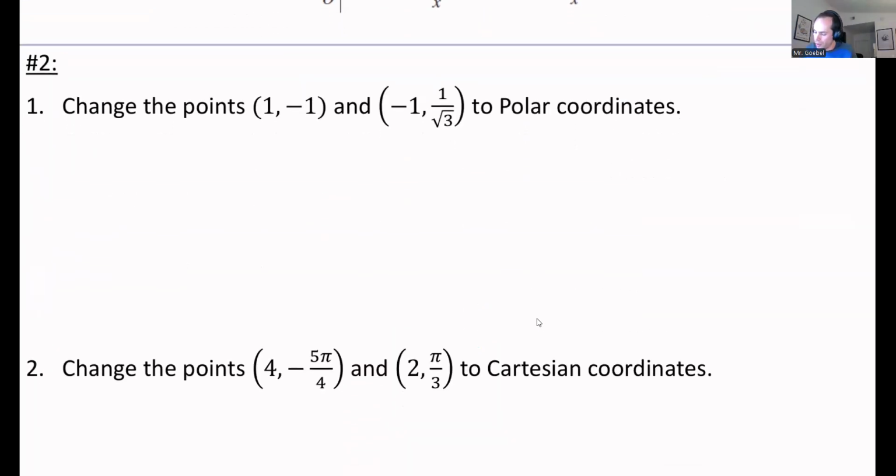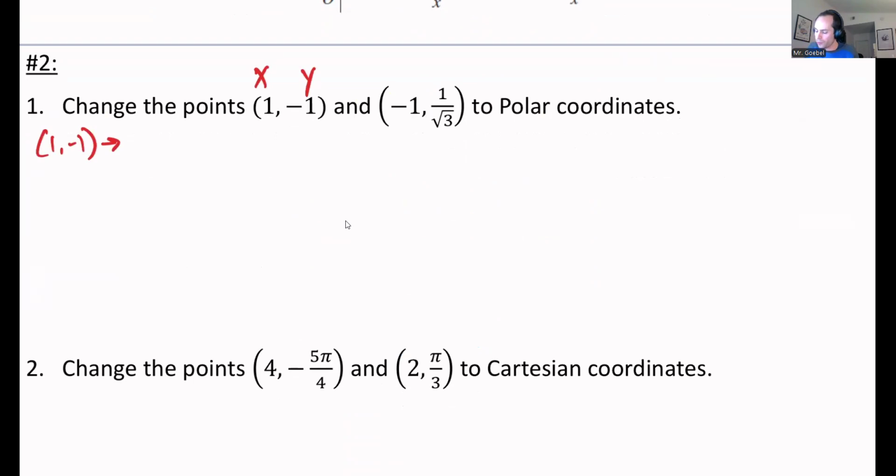So here we go. Change these points to polar coordinates. Well, the first point is 1 comma negative 1. So 1 is your x, negative 1 is your y. We want to turn this into an r and a theta. Okay, so here we go. I'm going to write the point 1, negative 1.